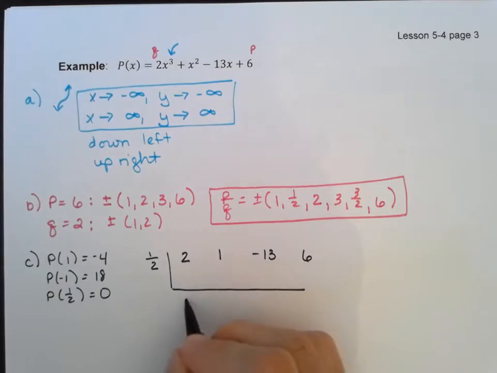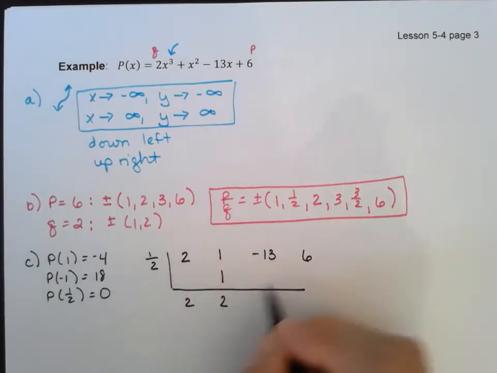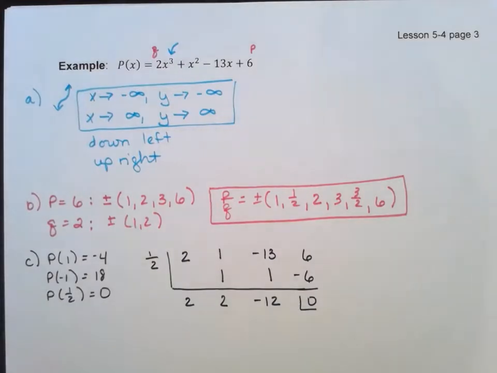Bring the first one down. Half of 2 is 1. Add. Half of 2 is 1. Add. Half of negative 12 is negative 6, and we add. If we don't get 0, we know something is wrong because we found it was 0 on this side. So that has to be 0, otherwise this whole thing doesn't work.